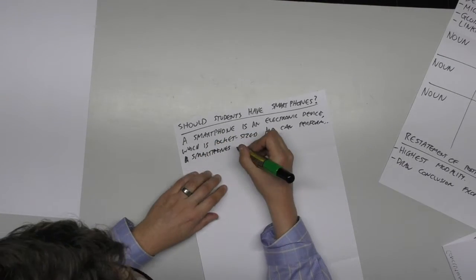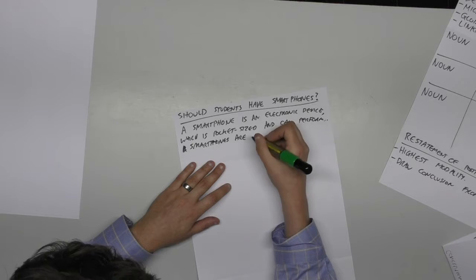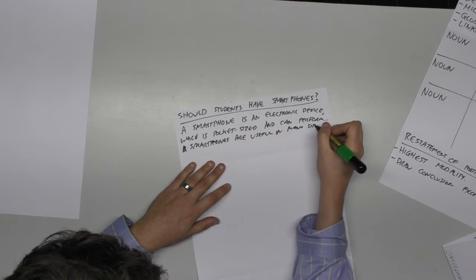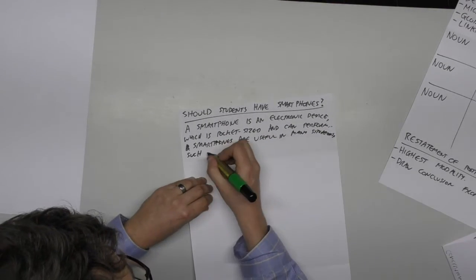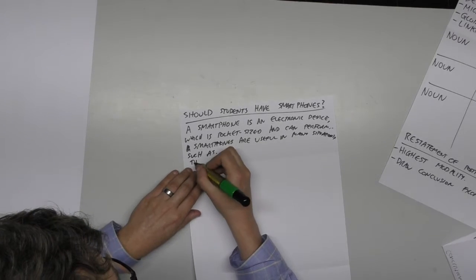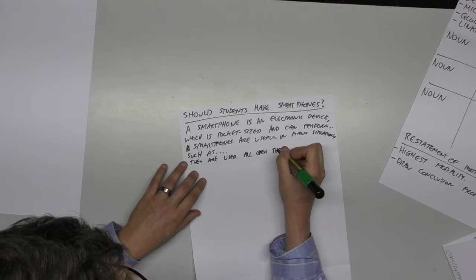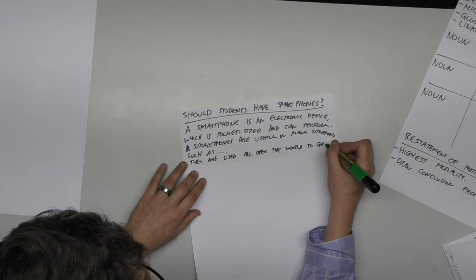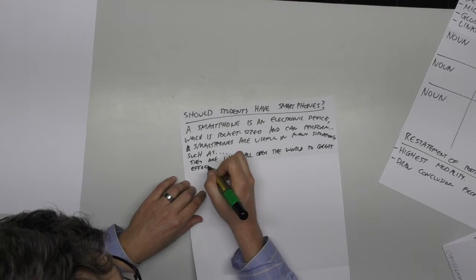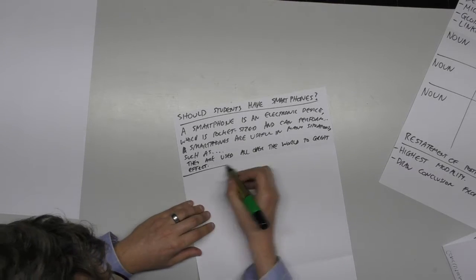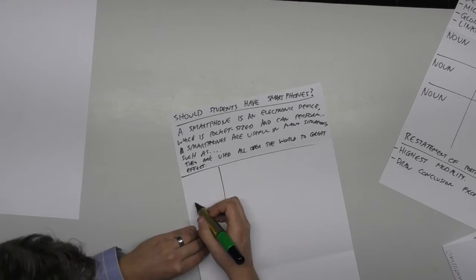The second sentence is some micro-statements. So smartphones are useful because blah blah blah. You need a global sentence, or you don't need one, but this method suggests that you use one. So in our case, they're used all over the world. Right, so that's our introduction, our statement of position.